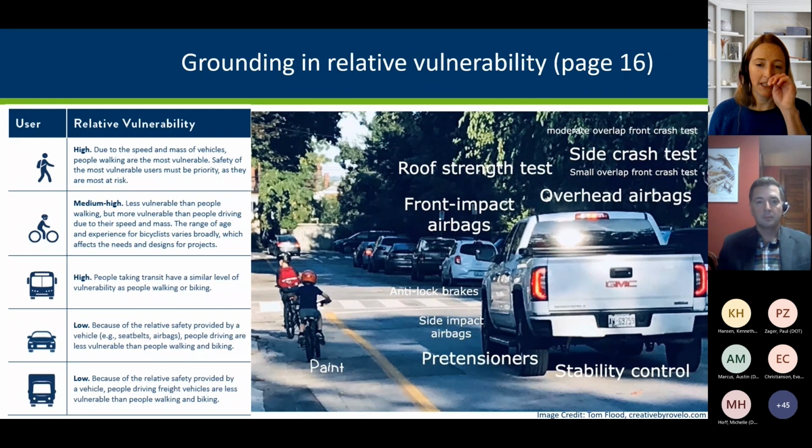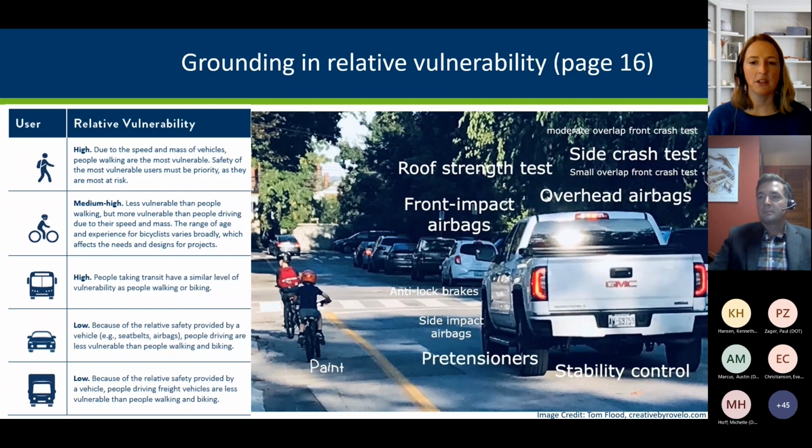So I guess before I hand it over to Dan, I just want to cover a couple things related to what this is all grounded in and safety. So we heard a lot from Sonia about safe systems, and it's important to note that the updated guidance is really grounded in safety, and what we mean by that is relative vulnerability. So this is on page 16. And when we talk about relative vulnerability, it's about susceptibility to injury or death when involved in a vehicle-related crash. The new guidance snapshot on the left there, we outline what this means by general user group. So for people who walk, who are biking, who are using transit, who are driving a passenger vehicle or a freight vehicle.